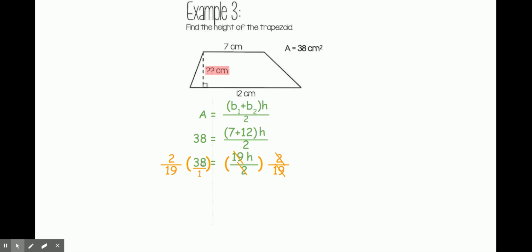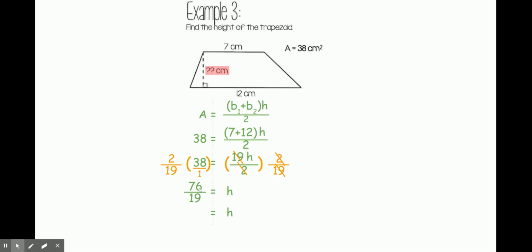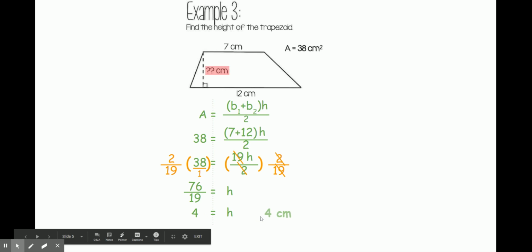2 times 38, well, let's bring down this H first. Everything cancels, so we're left with H. 2 times 38 is 76. 19 times 1 is 19. So if we simplified that, if we divided 76 by 19, we end up with 4. So our height is 4 centimeters.